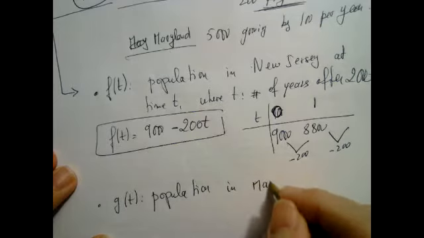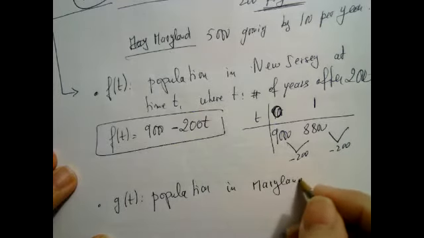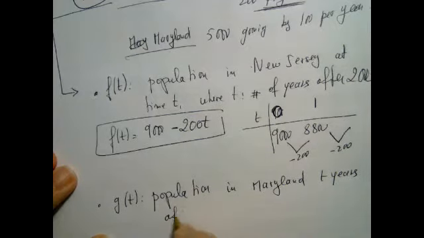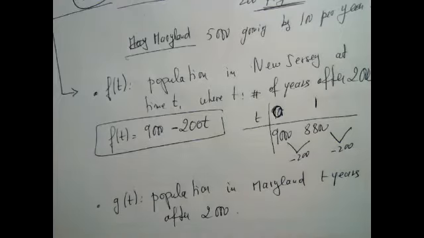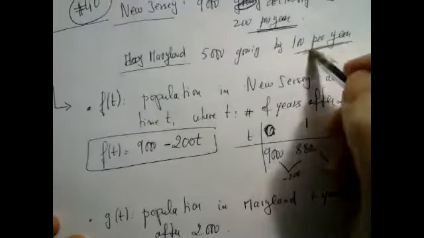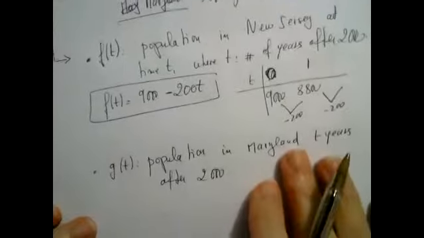In Maryland, t years after 2000. The year 2000. Again, g of t is linear. Why is g of t linear? Because it's increasing by the same amount every year. So every year it's increasing by 100.